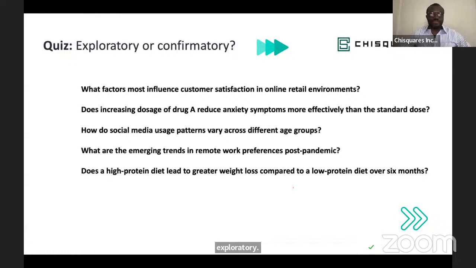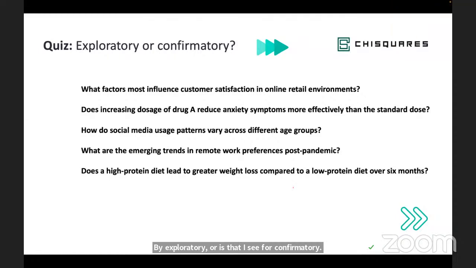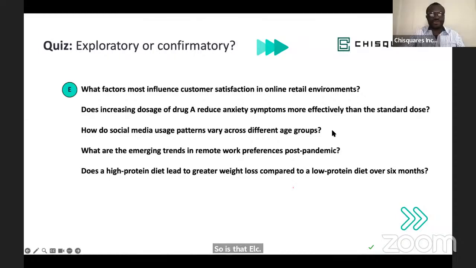Here is a pop quiz for you. There are 5 research questions here, and your job is to tell me whether each is exploratory or confirmatory. The first research question is: what factors most influence customer satisfaction in online retail environments? Is that an E for exploratory, or a C for confirmatory? So is that E or C? E. All right, great.